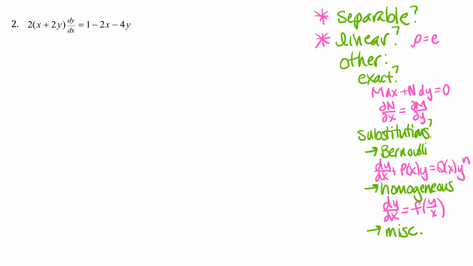Our book likes to use rho, equals e to the integral of p of x dx, and you multiply through by that, and then that forces the reverse product rule, and you can finish solving it that way. And then what we've been working on in this section are sort of other ones.